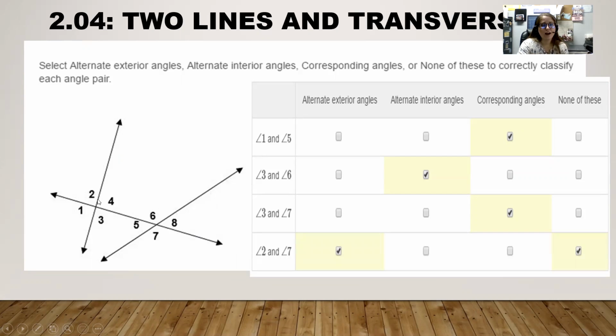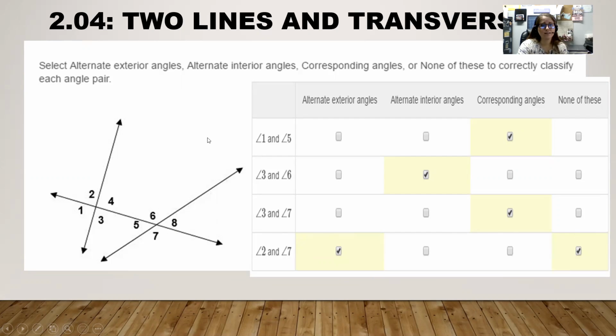And then last, we've got angle 2 and angle 7. We could say that these are alternate exterior angles. They're both on the exterior of these lines, and they're both on opposite sides of the transversal. One's to the top of the transversal, and one's on the bottom of the transversal. So these would be alternate exterior angles.